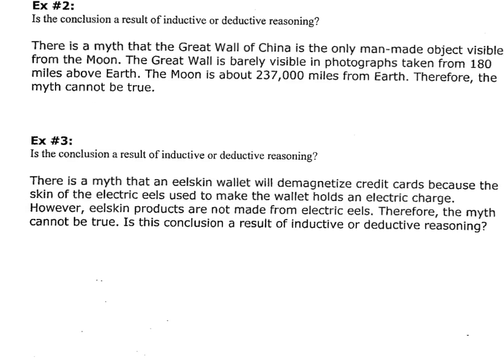Alright. Second one, it says there is a myth that the Great Wall of China is the only man-made object visible from the moon. The Great Wall is barely visible in photographs taken from 180 miles above Earth. The moon is about 237,000 miles from Earth. Therefore, the myth cannot be true. Well, you're given some facts on this one. You're given that there are photographs 180 miles from Earth. You're given that the moon is 237,000 miles from Earth. Okay, so since you're given facts, this would be deductive.